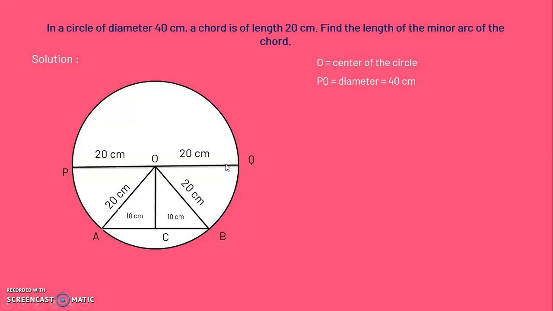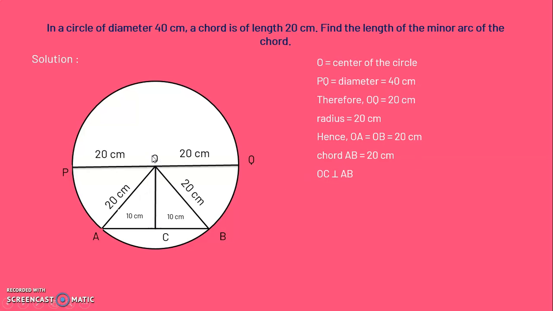So your OQ and OP are the radius. So your OQ will be 20 centimeter, likewise your OP is also 20 centimeter, that is, radius is 20 centimeter. So your chord length is 20 centimeter. So AB is 20 centimeter here. So your OA and OB are also the radius of the circle, so they are also 20 centimeters only. And your chord length AB is 20 centimeter.